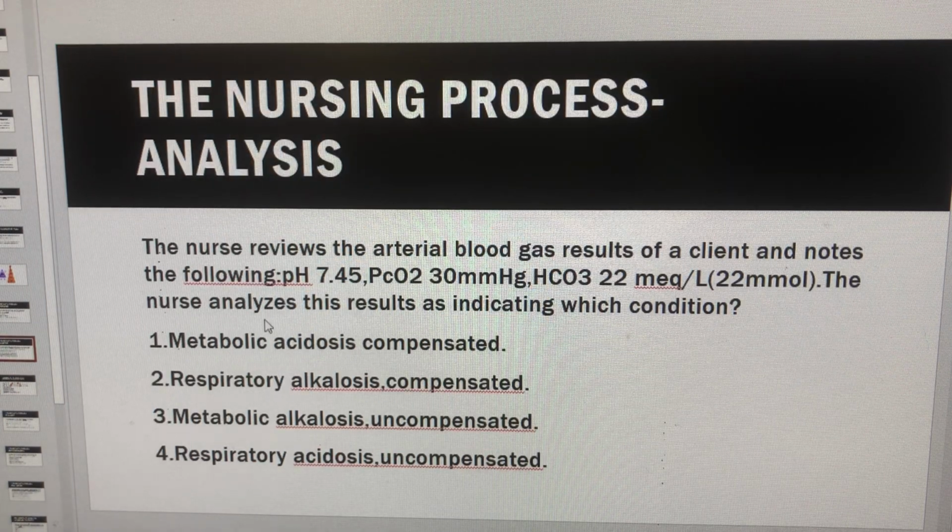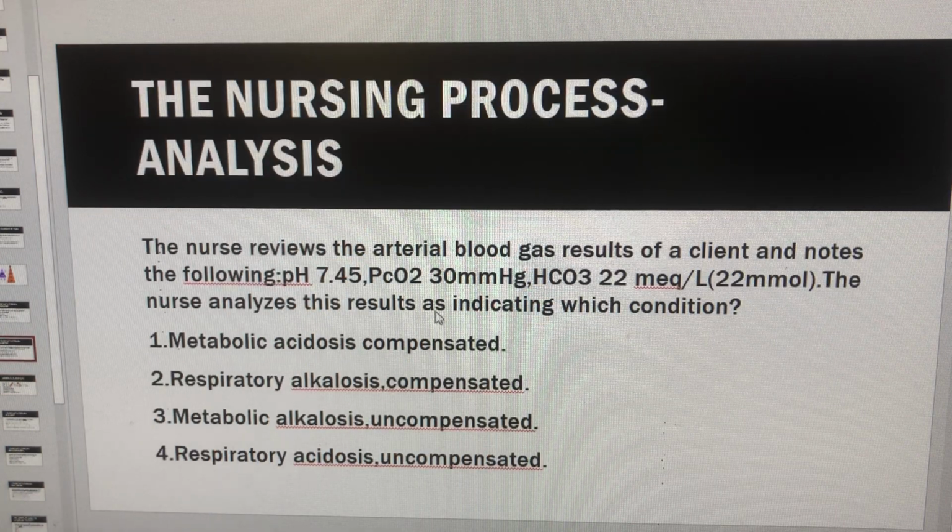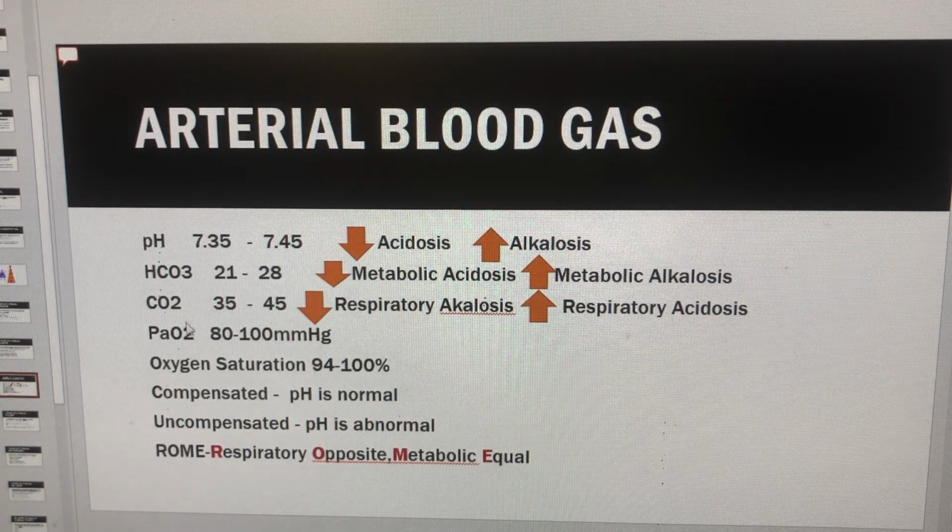In our question, pH is 7.45. Normal pH, 7.35 to 7.45. So by looking at the pH, it's more on the alkalotic side. Next is carbon dioxide, which is 30. Normal carbon dioxide, 35 to 45. Lower than 35 means respiratory alkalosis. So pH alkalosis, carbon dioxide alkalosis.